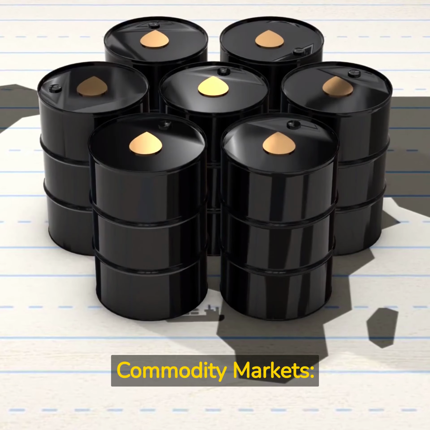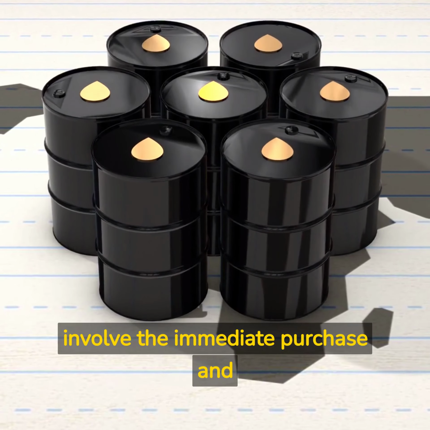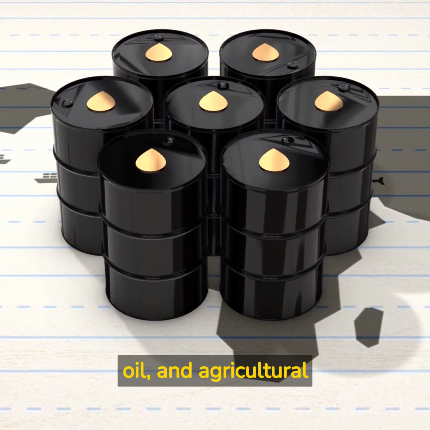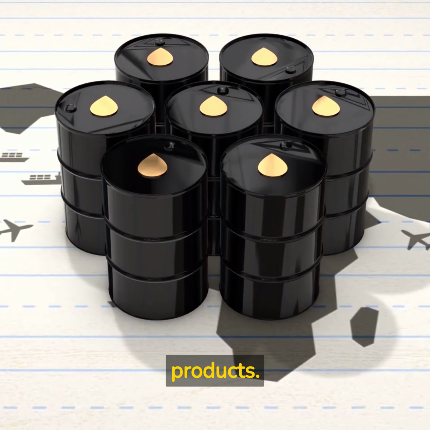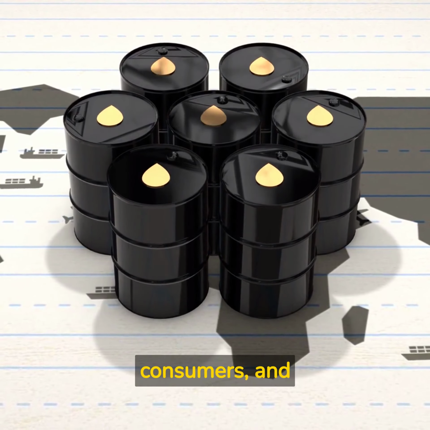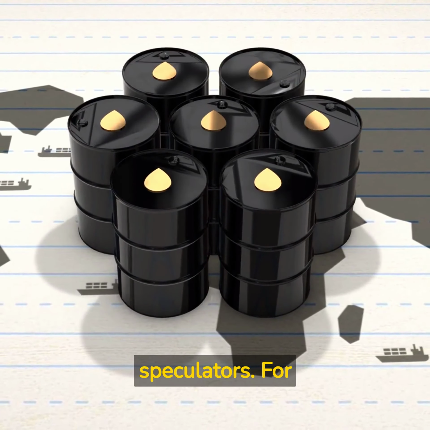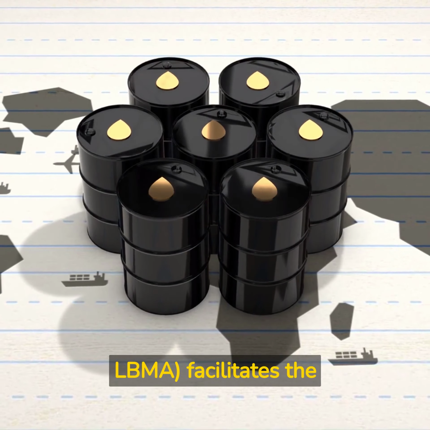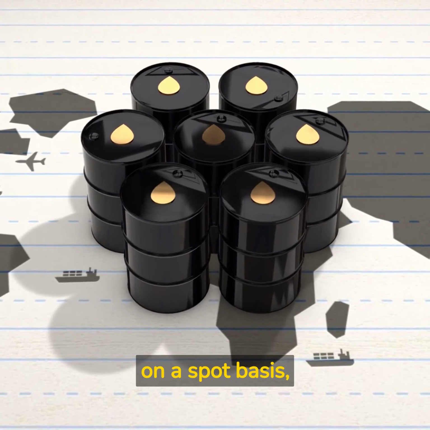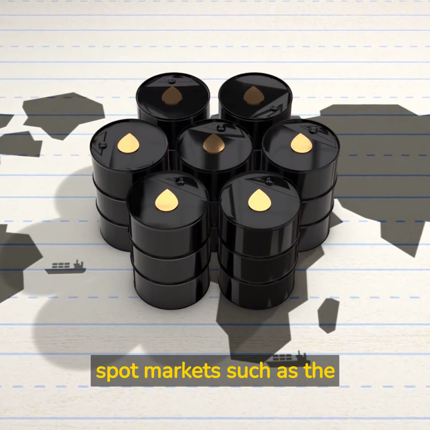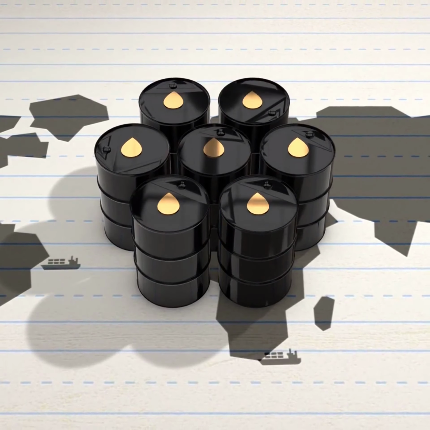Commodity markets. Spot markets for commodities involve the immediate purchase and sale of physical commodities like gold, silver, oil, and agricultural products. Participants in these markets may include producers, consumers, and speculators. For instance, the London Bullion Market Association, LBMA, facilitates the trading of gold and silver on a spot basis, while physical oil is traded in spot markets such as the Rotterdam market in the Netherlands.